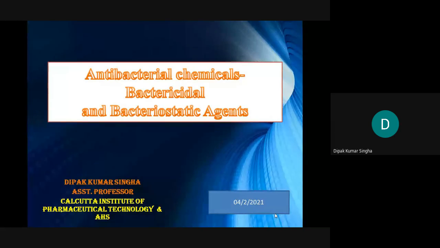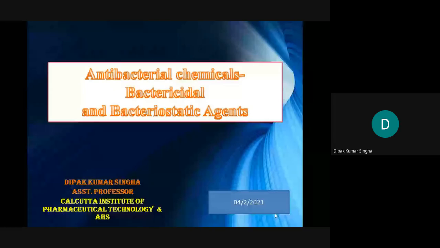Those which kill or arrest the growth of microorganisms, especially bacteria. Which are bactericidal and which are bacteriostatic? Cidal means to kill the microorganism, making it totally free from microorganisms. Bacteriostatic means the growth or reproduction will be arrested. That is called the bacteriostatic agent. When are bactericidal agents used, when are bacteriostatic agents used, which chemicals are used as bactericidal and bacteriostatic, and what are their importance and applications, where and when will they be applied?